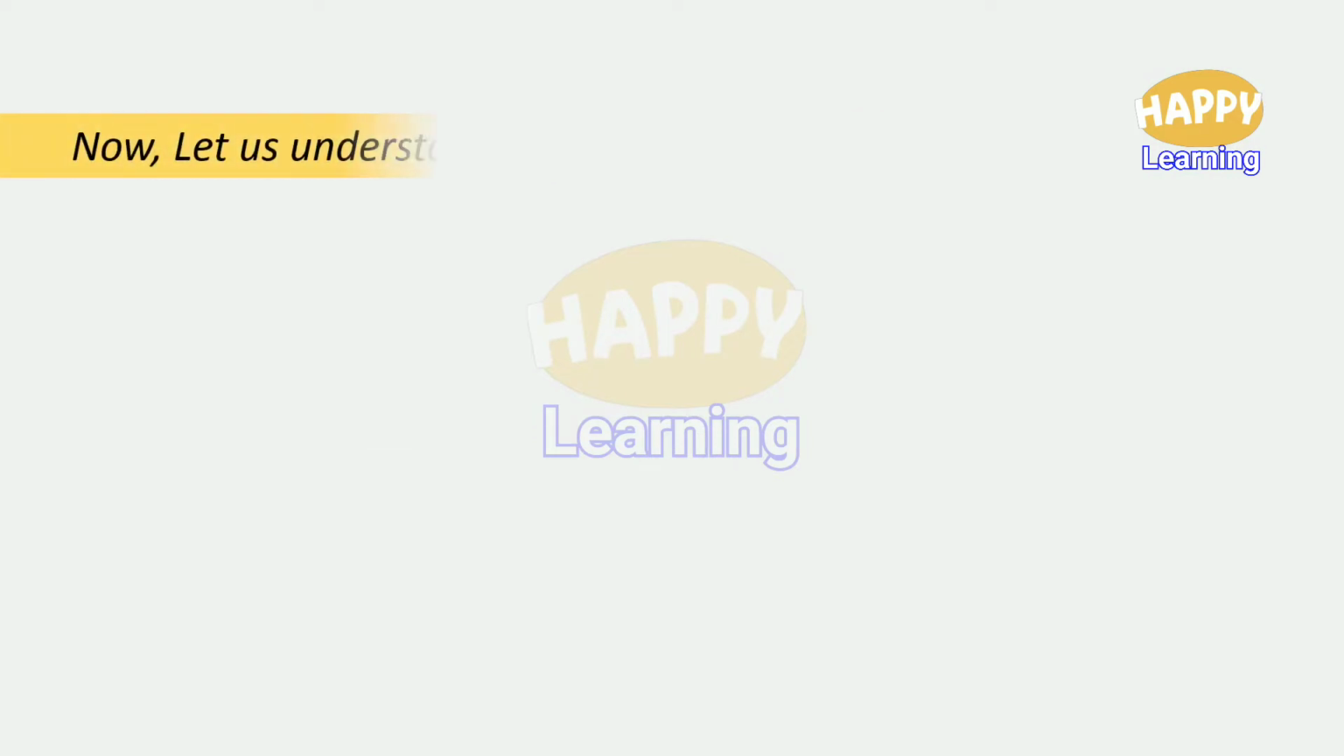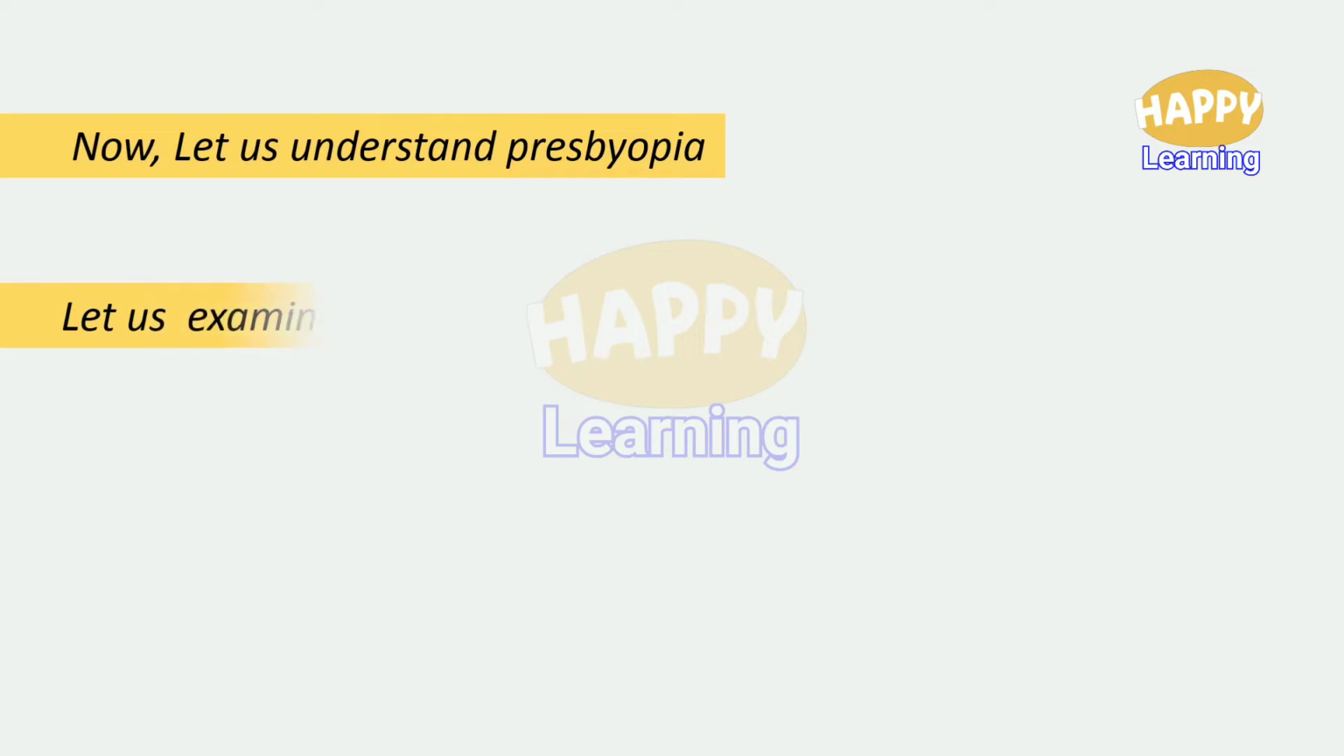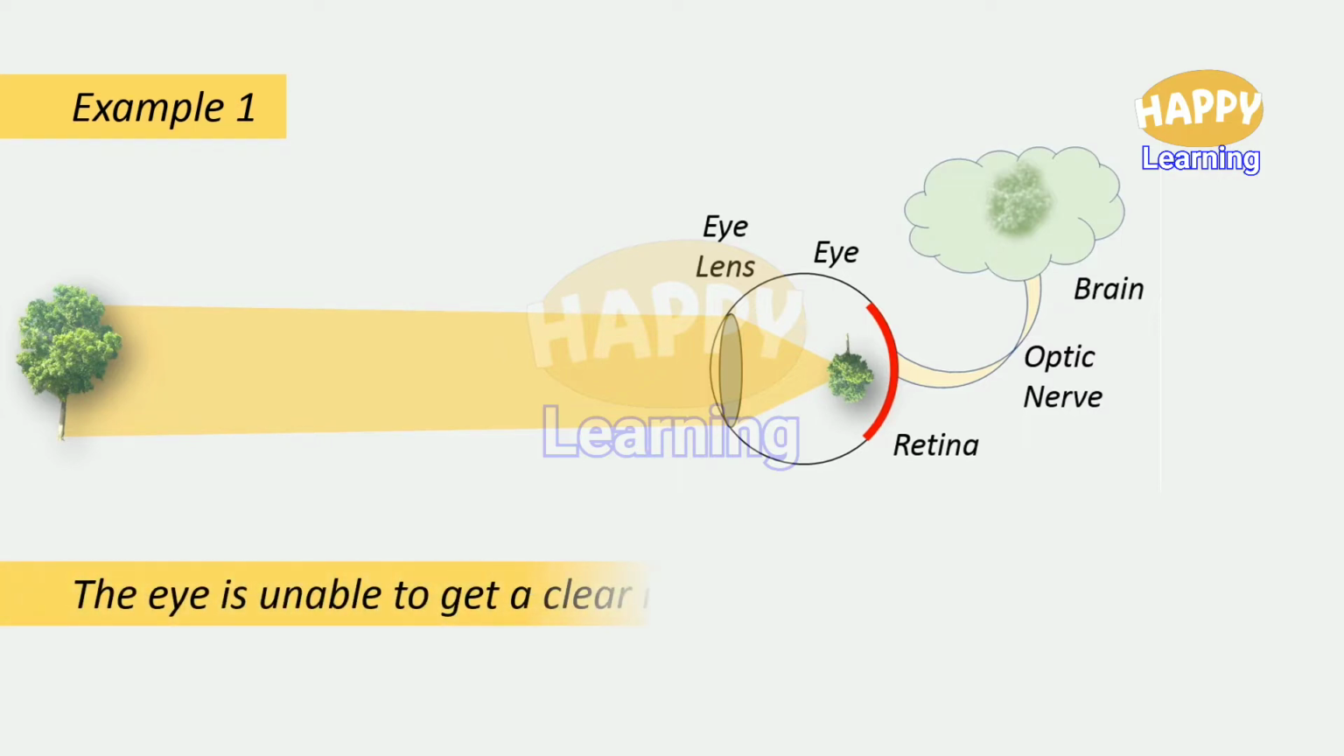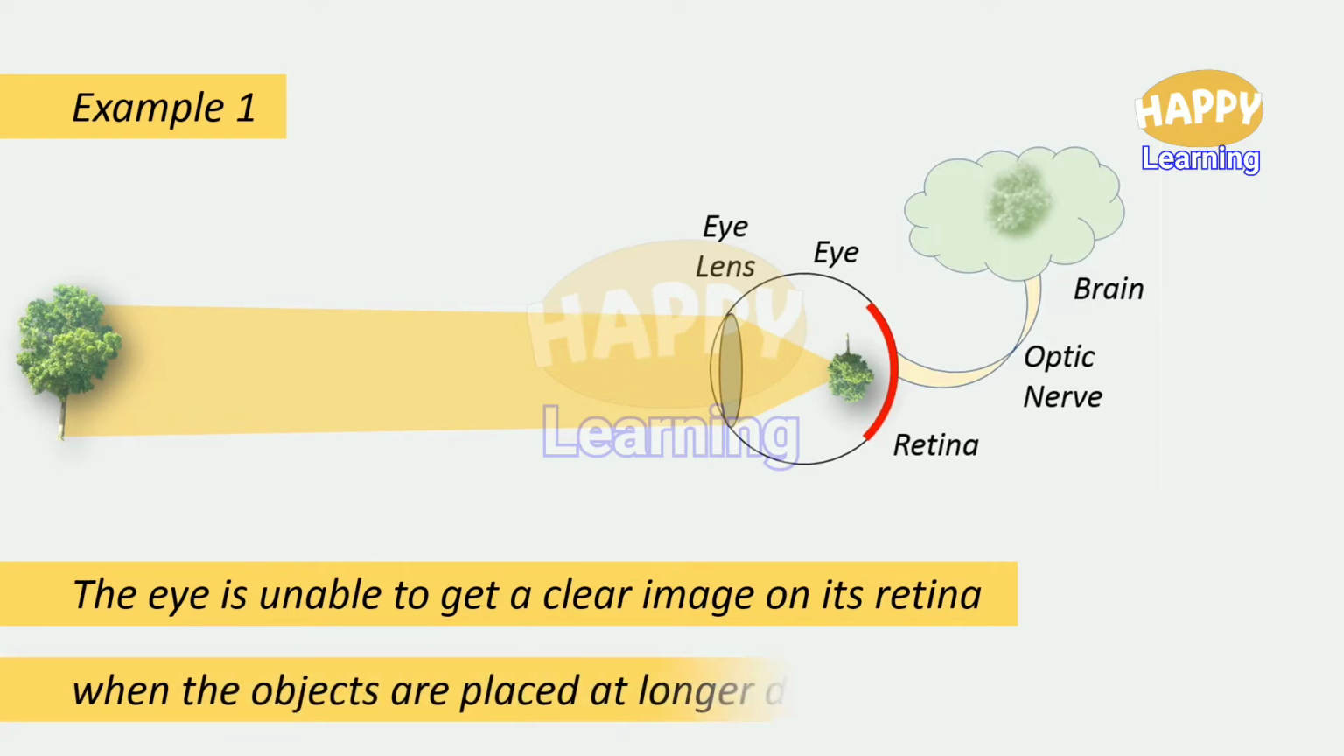Now let us understand presbyopia. Let us examine a few ray diagrams. Example 1. This is an eye and there is an object. The rays coming from the object passing through the eye lens are converged to a point before the retina and the picture read by the brain is blurred. The eye is unable to get a clear image on its retina when the objects are placed at longer distances.